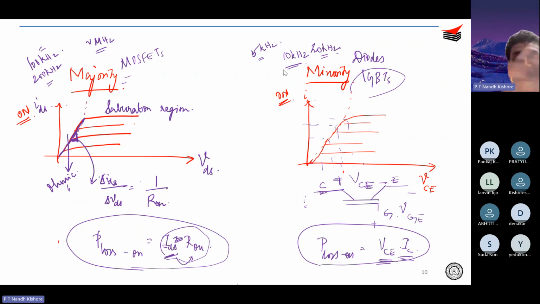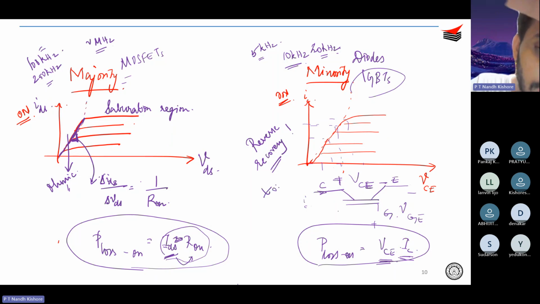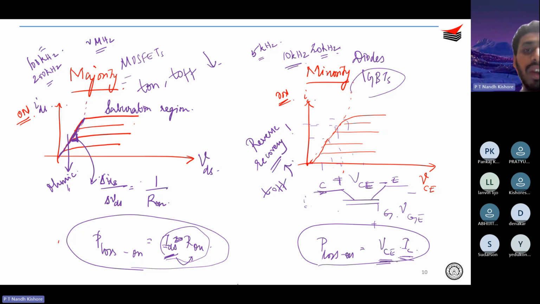As I was telling you, minority carrier devices have something called reverse recovery, which means that your turn off time is very large. For MOSFETs, however, your turn on and turn off times are very low. Because of that, you can use MOSFETs for high frequency applications. For IGBTs, you cannot, of course, use them for high frequency applications.